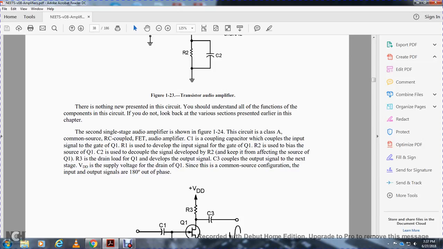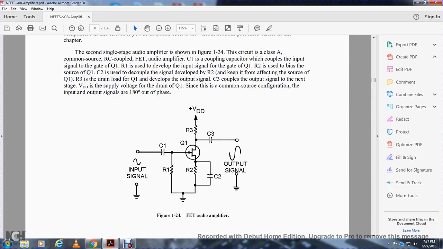Capacitor 2 is used to decouple the signal developed in resistor 2, keeping it effective at the source of transistor 1. Resistor 3 is the drain load of transistor 1 and develops the output signal, which is coupled to the next stage. The voltage supply at the drain of transistor 1 is sent to the common source configuration, with the input and output signals 180 degrees out of phase.